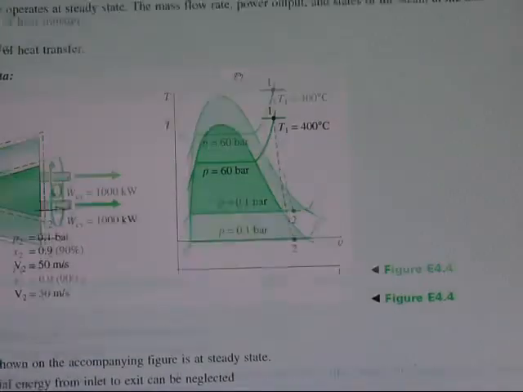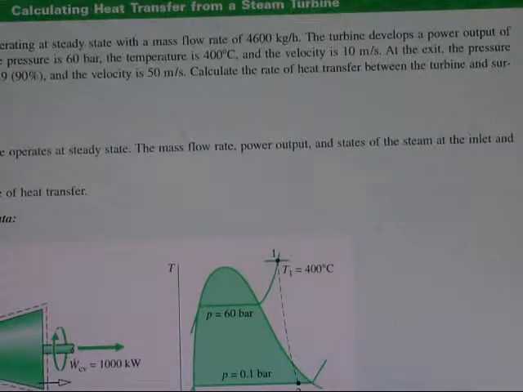So this will become a problem: steam enters the turbine operating at steady state with a mass flow rate of 460 kg/hour. The turbine develops a power output of 1000 kilowatts. At the inlet, the pressure is 60 bar, temperature 400 degrees centigrade, velocity 10 meters per second. At the exit, pressure 0.1 bar, quality 90%, velocity 50 meters per second. Calculate the rate of heat transfer between the turbine and the surroundings in kilowatts.